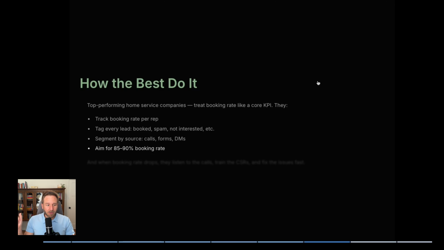Now, here's a big goal. Aim for 85 to 90% booking rate. You can obviously improve it from there and go even higher, but start and shoot here. When the booking rate drops, they listen to the calls, they train their CSRs, and they fix the issues fast because they're tracking this all the time and they care about it. They know how valuable it is.